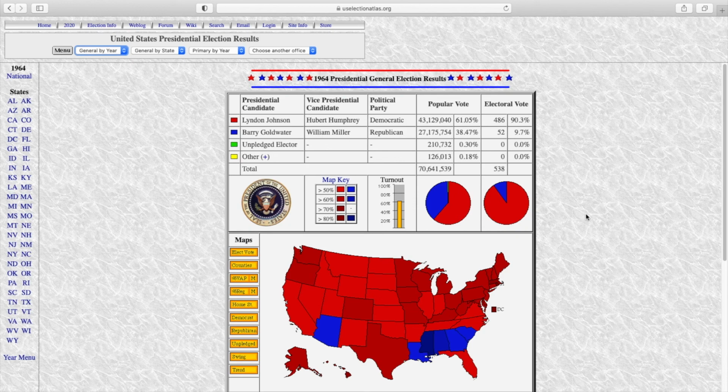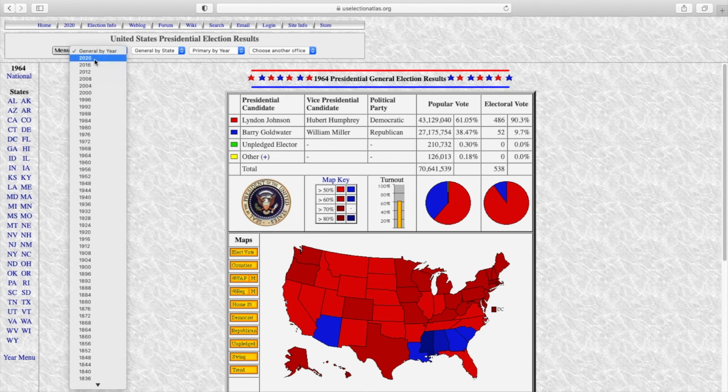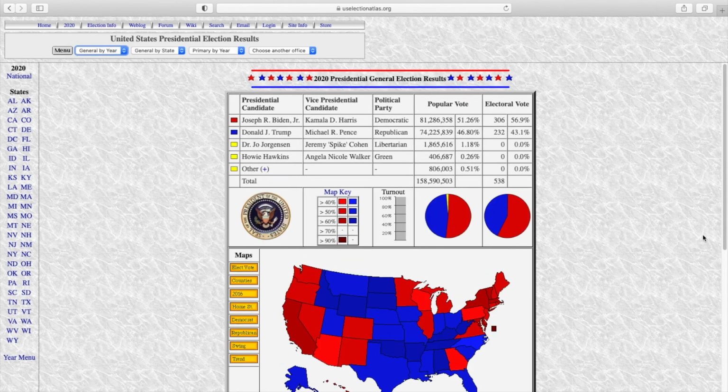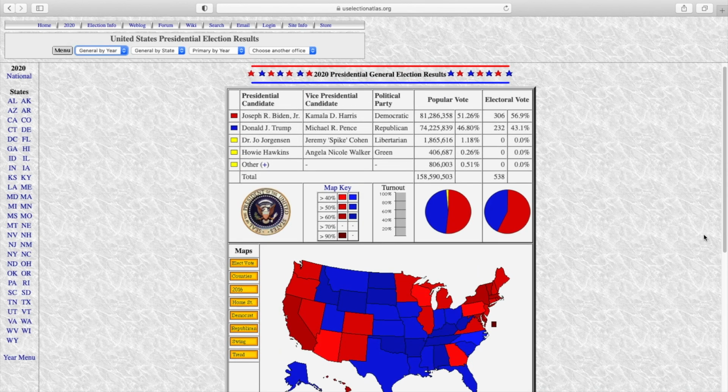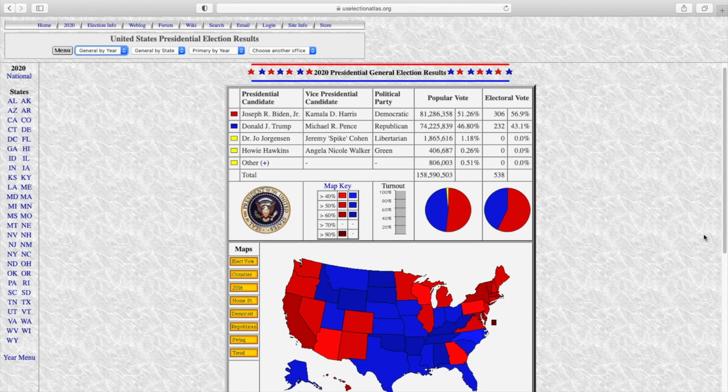So there have been blowouts in our history, but we're in a much more polarized political time. And so I'm going to guess that in your lifetime, at least early in your lifetime, most presidential elections are going to be fairly close. So there you go. There's the Electoral College. There's how we elect the president. Feel free to ask me questions, but other than that, we'll get you going with your summary.